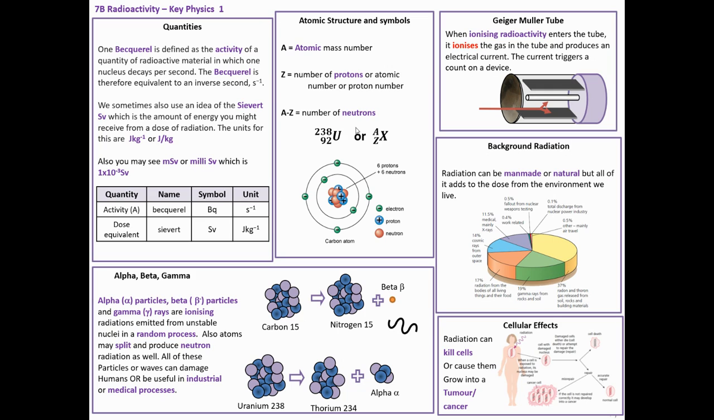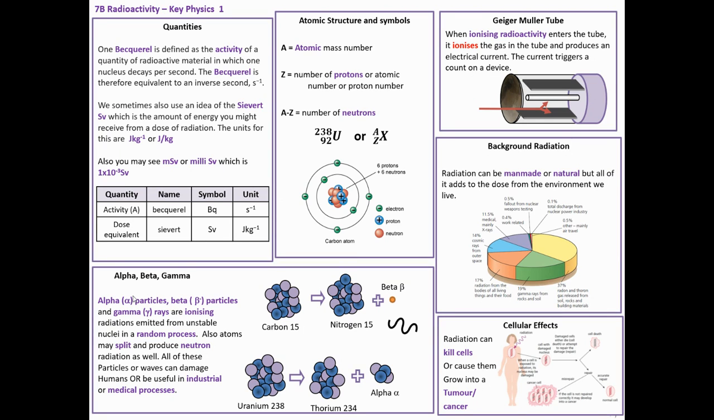We should know our atomic structure from chemistry, so atomic mass number A, Z proton number, or number of protons, atomic number. A minus Z is the number of neutrons, because we know that not all atoms have the same, like this one does, but uranium clearly doesn't. We should know how to use the A Z X notation. And we should know all the symbols, so neutron, proton, etc., electron.